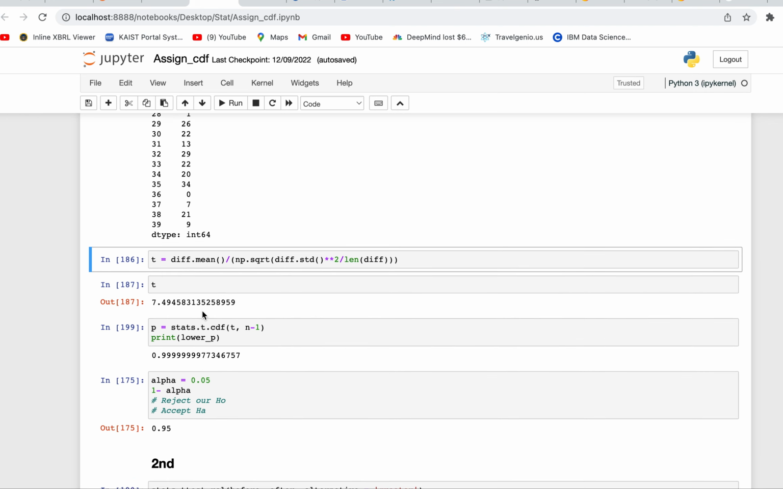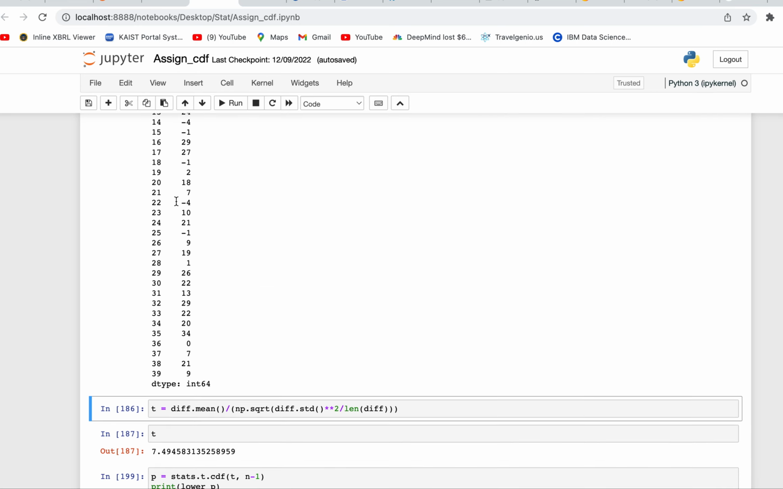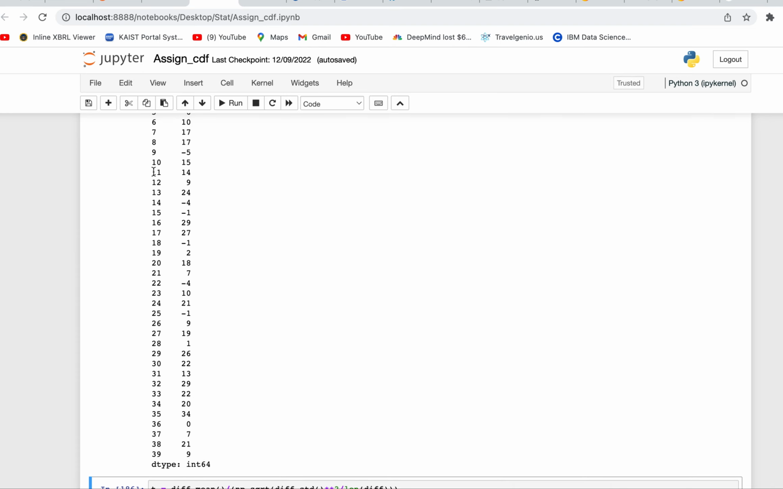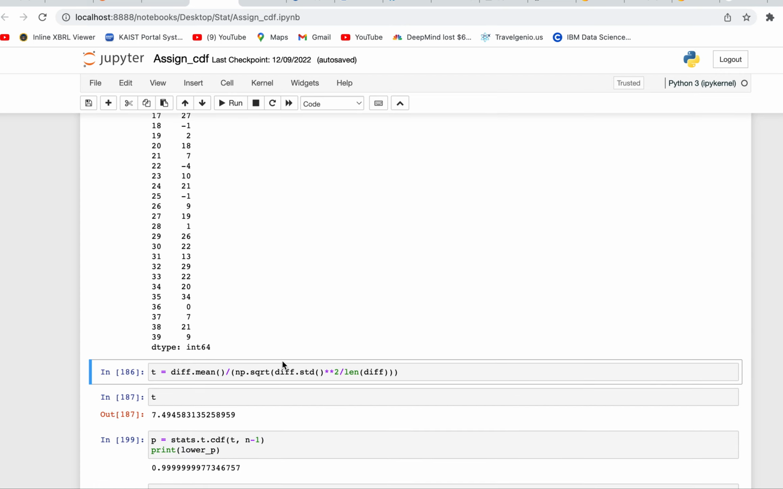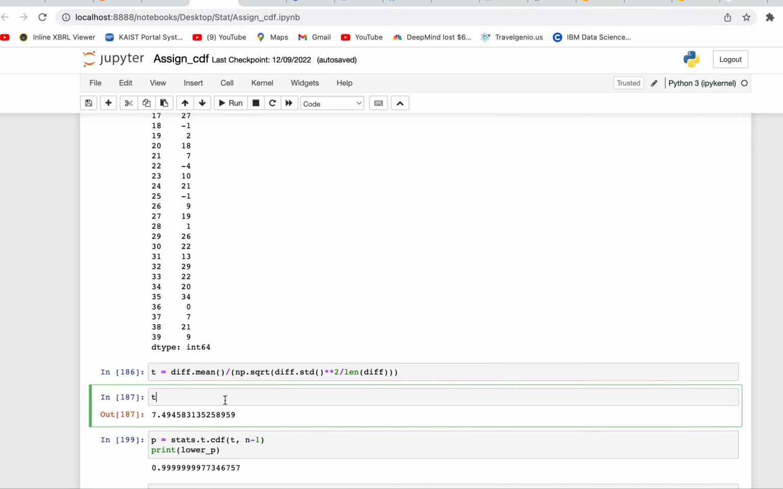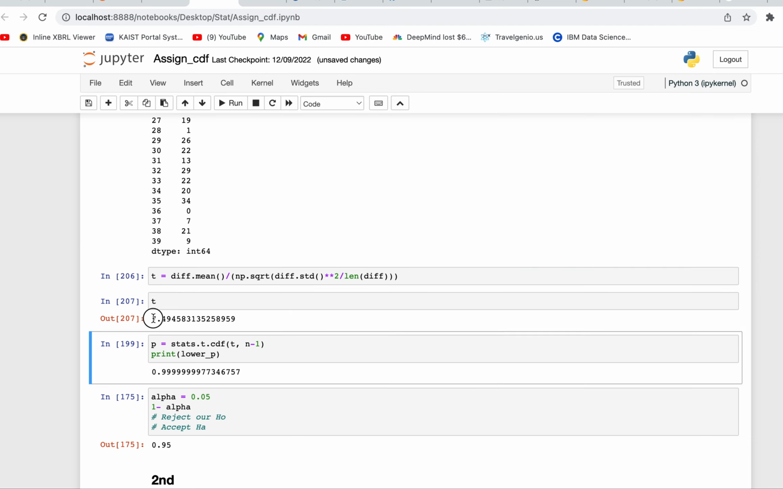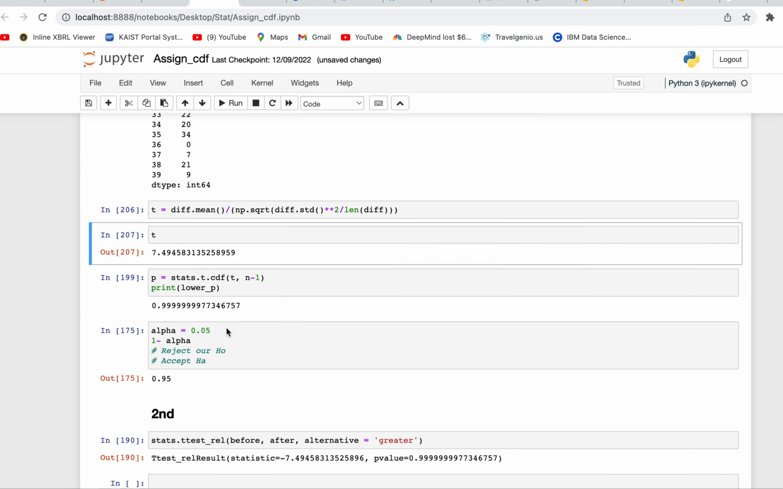And we need to find the t-statistic. The t-statistic can be found by first finding the mean, and dividing it by the square root of the standard deviation power 2 divided by the number of samples, the length of the difference. This is what I did as a formula. If I run it, I have a t-statistic, which is very high, 7.49. Our p-value can be found by using the Python scipy stats library.